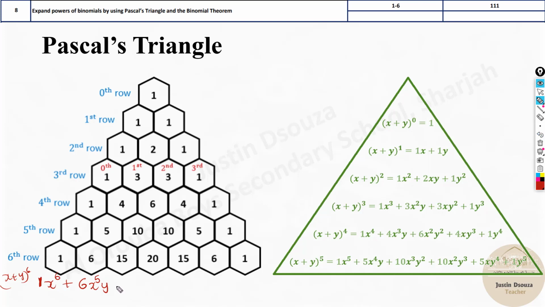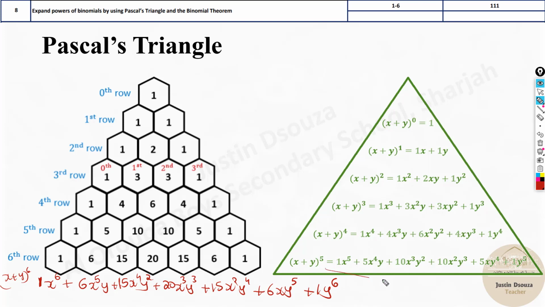Now this is y power 1 plus 15 x^5 minus 1, that is x power 4, and y increases in power from 1 to 2. Plus 20 x^3 y^3, plus 15 x squared y to the power 4, plus 6 x power 1 y power 5. And lastly, we have 1. The x dissolves because its power is 0. It's basically 1. And then you have 6.